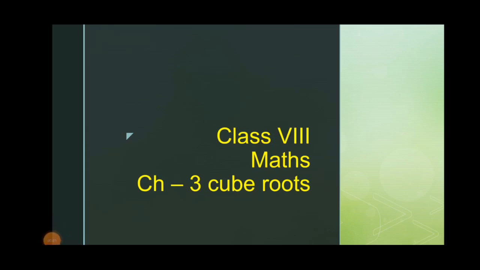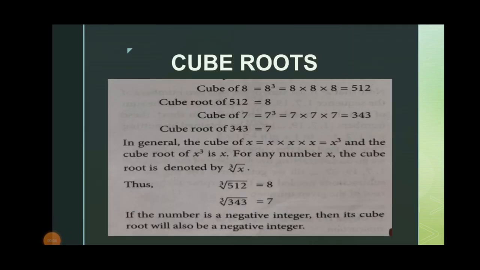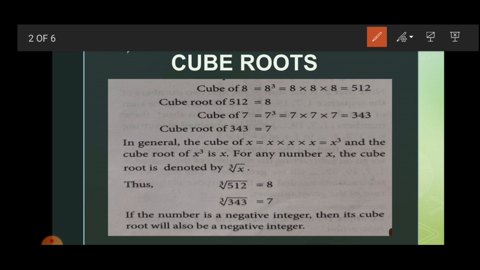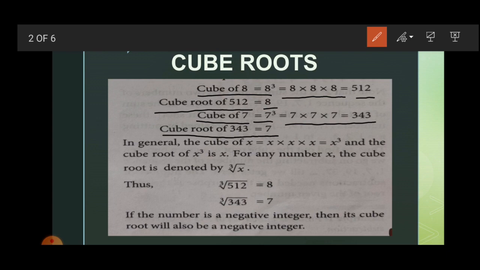Class 8 Maths Chapter 3, Cube and Cube Roots. Cube Roots. We know the cube of 8 is 8 cubed, which is 8 into 8 into 8, equals 512. So the cube root of 512 is 8. The cube of 7 is 7 cubed, which is 7 into 7 into 7, equals 343. So the cube root of 343 is 7.